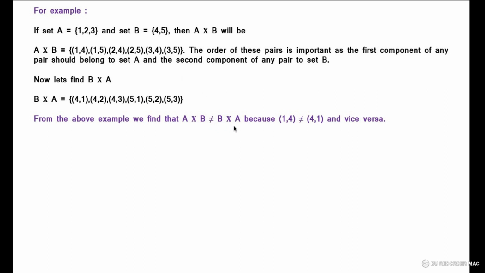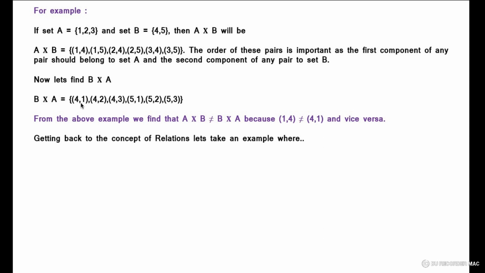Why is it so? Because you take the first pair, that is (1, 4). Here the first pair is (4, 1). (1, 4) is always not equal to (4, 1). As we know, in a relation, the order of the pair is very important. You reverse the order, then the element won't be the same.